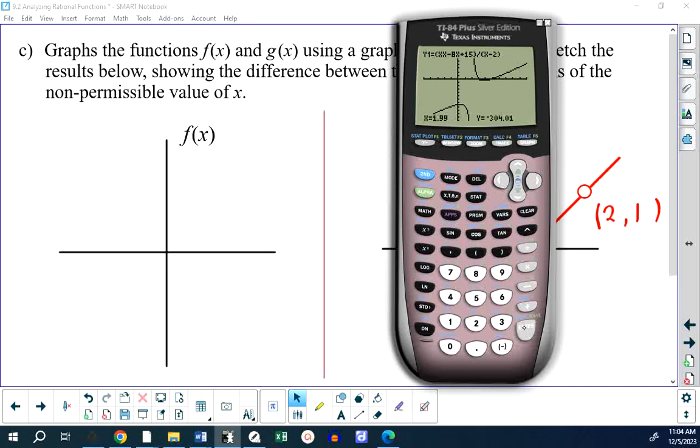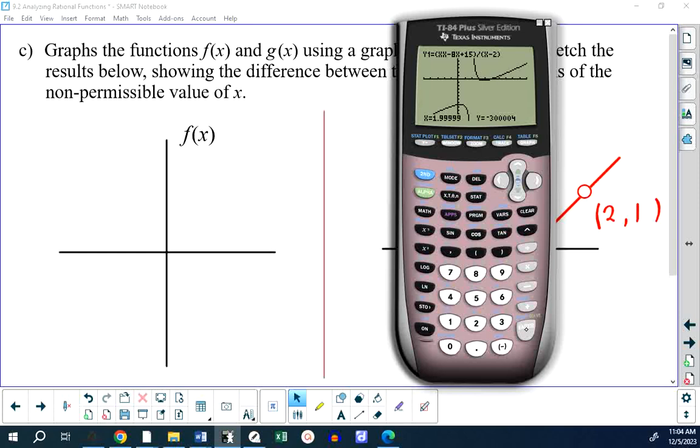If I go trace 1.99, my y coordinate starts exploding in the opposite direction. It's becoming -300 and something. If I go trace 1.99999, I don't want to break the calculator. I think it can handle this. I'm getting -300,004. And I think you can understand that this graph is going down forever. But since it can't equal 2, there must be a vertical asymptote there.